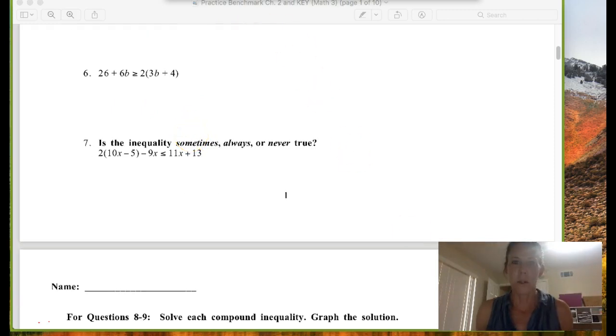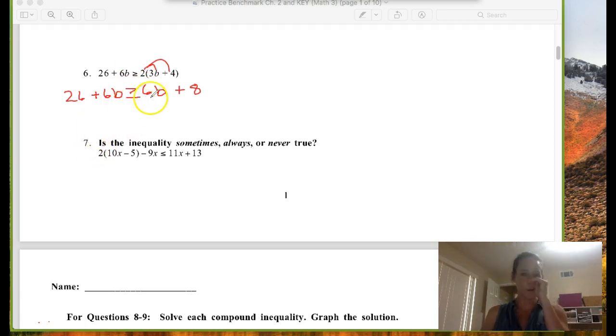Okay, let's go ahead and work this one. First thing I want to do is get rid of that parentheses. So I'm going to go 2 times 3b is going to be 6b. And then 2 times 4 will be 8. And then this side will have 26 plus 6b again. And bring down that inequality.